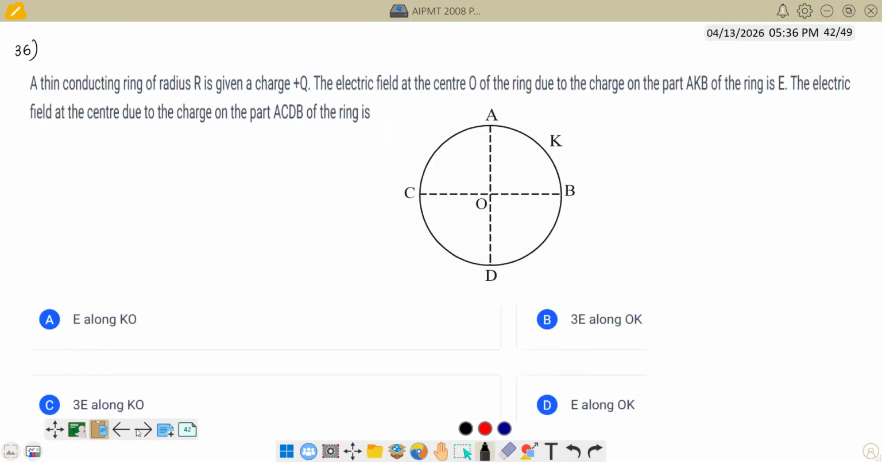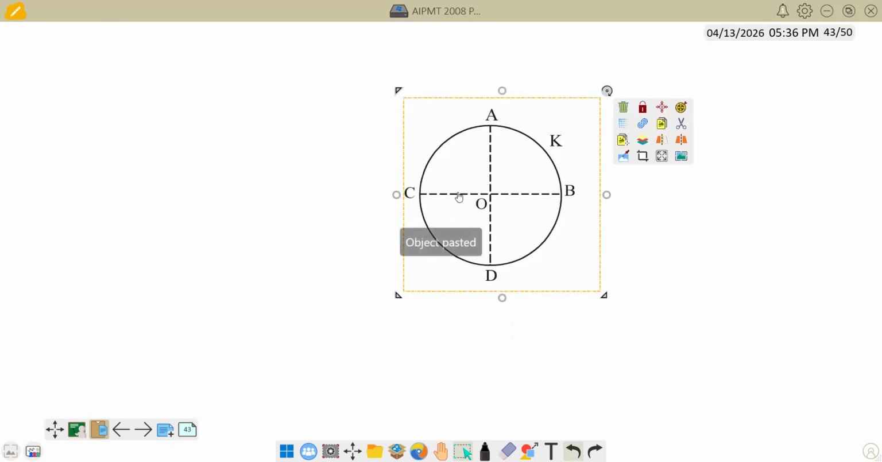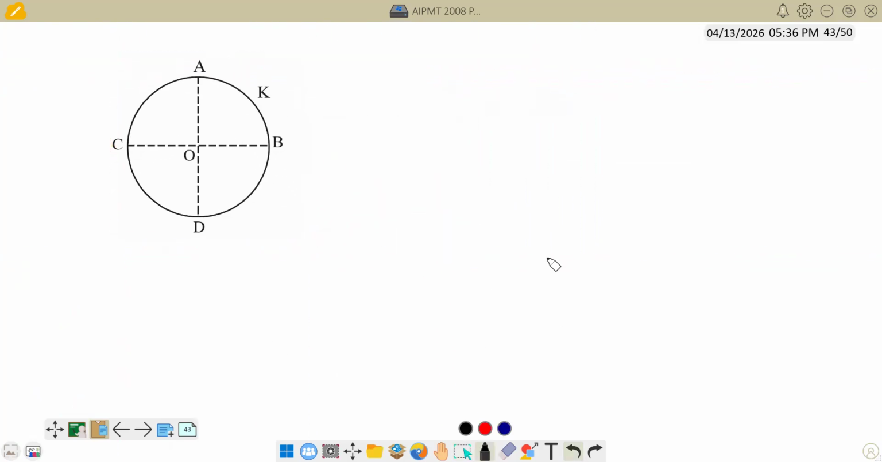A thin conducting ring of radius r is given a charge plus q. The electric field at the center O of the ring due to the charge on the part AKB of the ring is E. The electric field at the center due to the charge on part ACDB of the ring is... So let us go for it. First, you should know what is the electric field at the center of the ring. So the electric field at the center of the ring is 0.